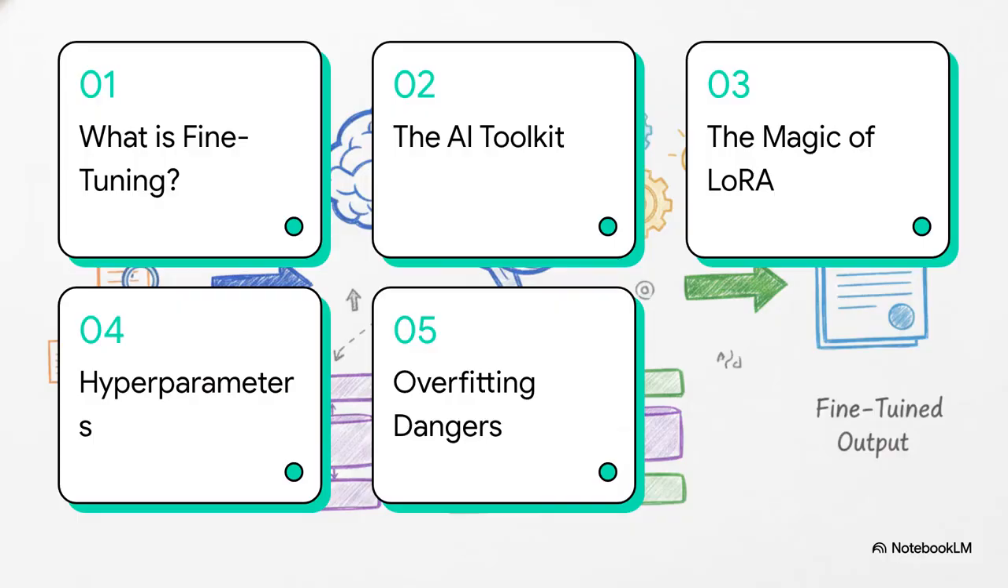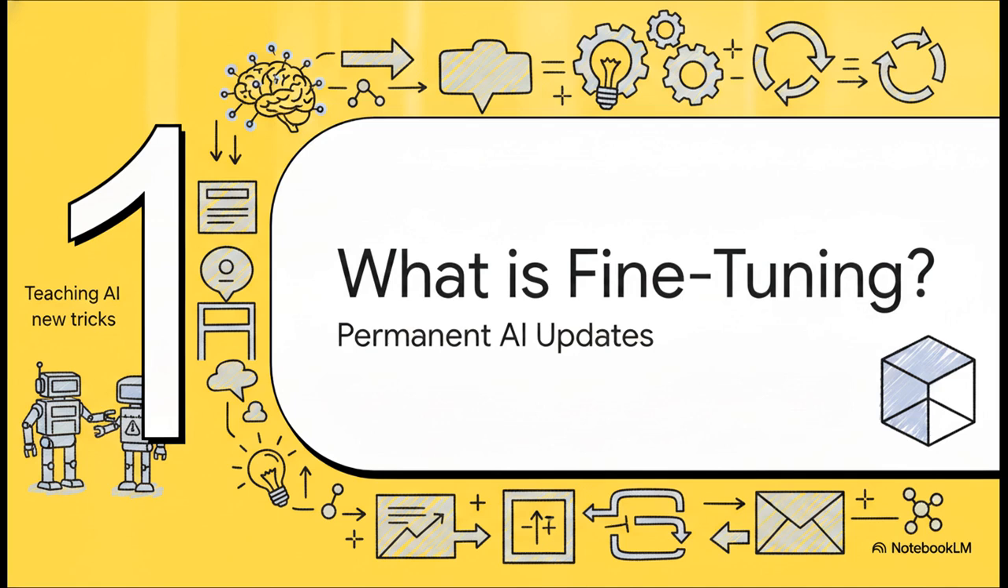Just to keep us perfectly on track, here's our roadmap for today's explainer. First, what is fine-tuning? Second, the AI toolkit. Third, the magic of LoRA. Fourth, mastering the hyperparameters. And fifth, the danger of overfitting. Okay, kicking things off with Section 1, what is fine-tuning?